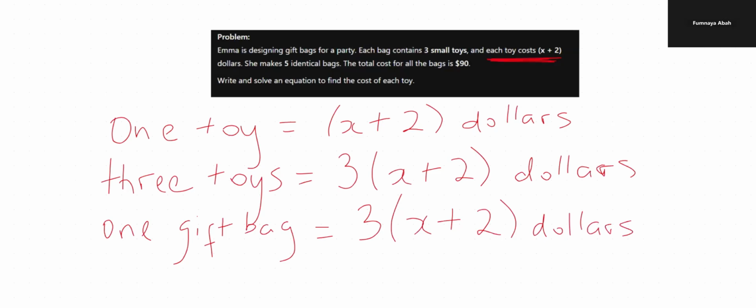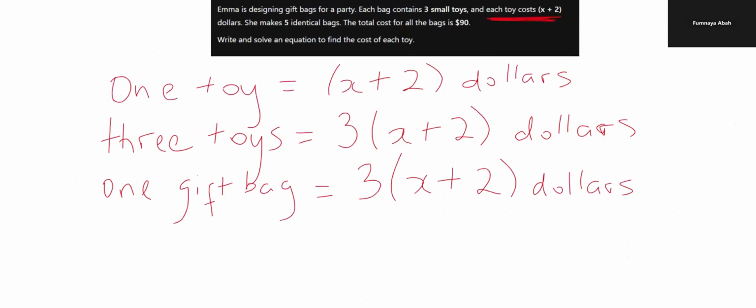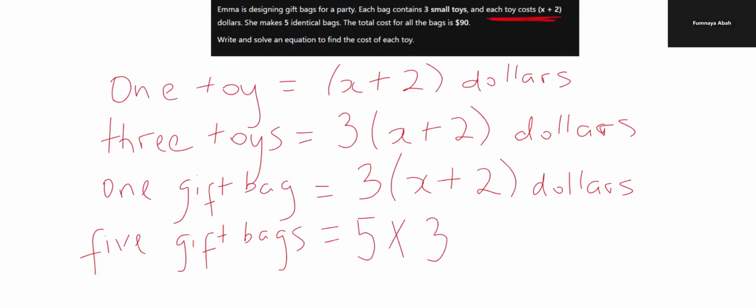So the question says that Emma makes 5 identical bags. So let me scroll down. We know that one gift bag is 3 times x plus $2. So if that's the cost of one gift bag, then 5 gift bags will be 5 times the cost of one gift bag. So we can say 5 times 3 in parentheses x plus $2. So now we know the cost of 5 gift bags.